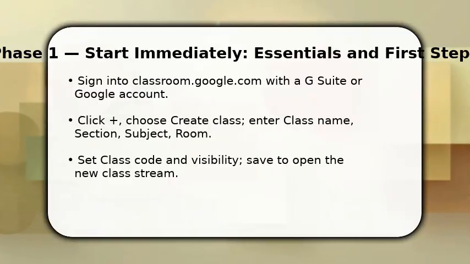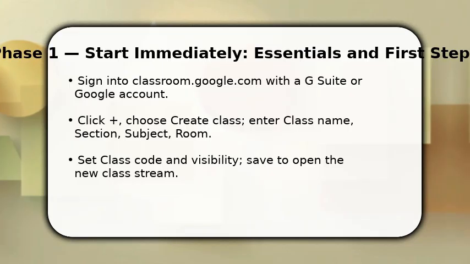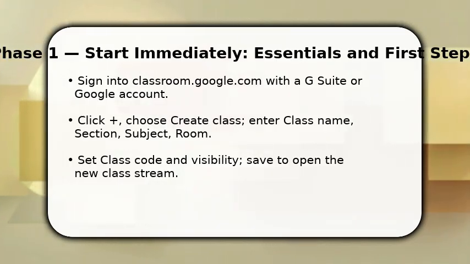You start by opening classroom.google.com and signing in with the account you'll use for teaching. Once signed in, click the plus icon and choose Create Class. Enter the class name, section, subject, and room so it's clear to students. Make sure the class code and visibility settings match your needs, public versus invite only, then save.